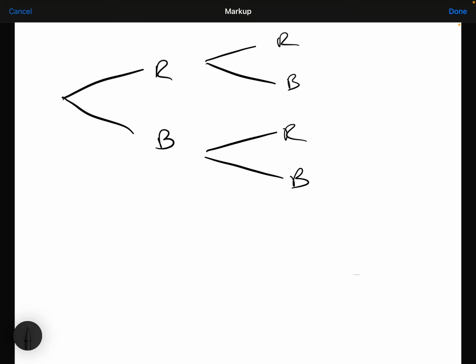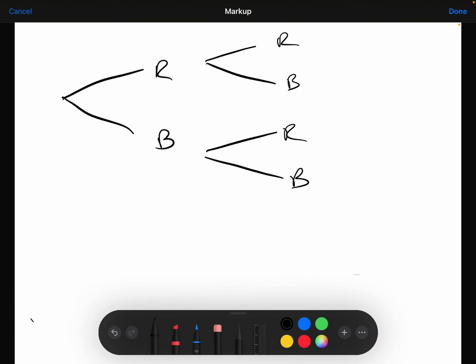So, I don't know how many red balls there are at the beginning, so I'm going to call that X. So I've got X red balls. Now I know that there are 4 more blue balls, so it will be X plus 4. In terms of total number of balls in this box, it will be these added together. So in total, there would be 2X plus 4 balls.